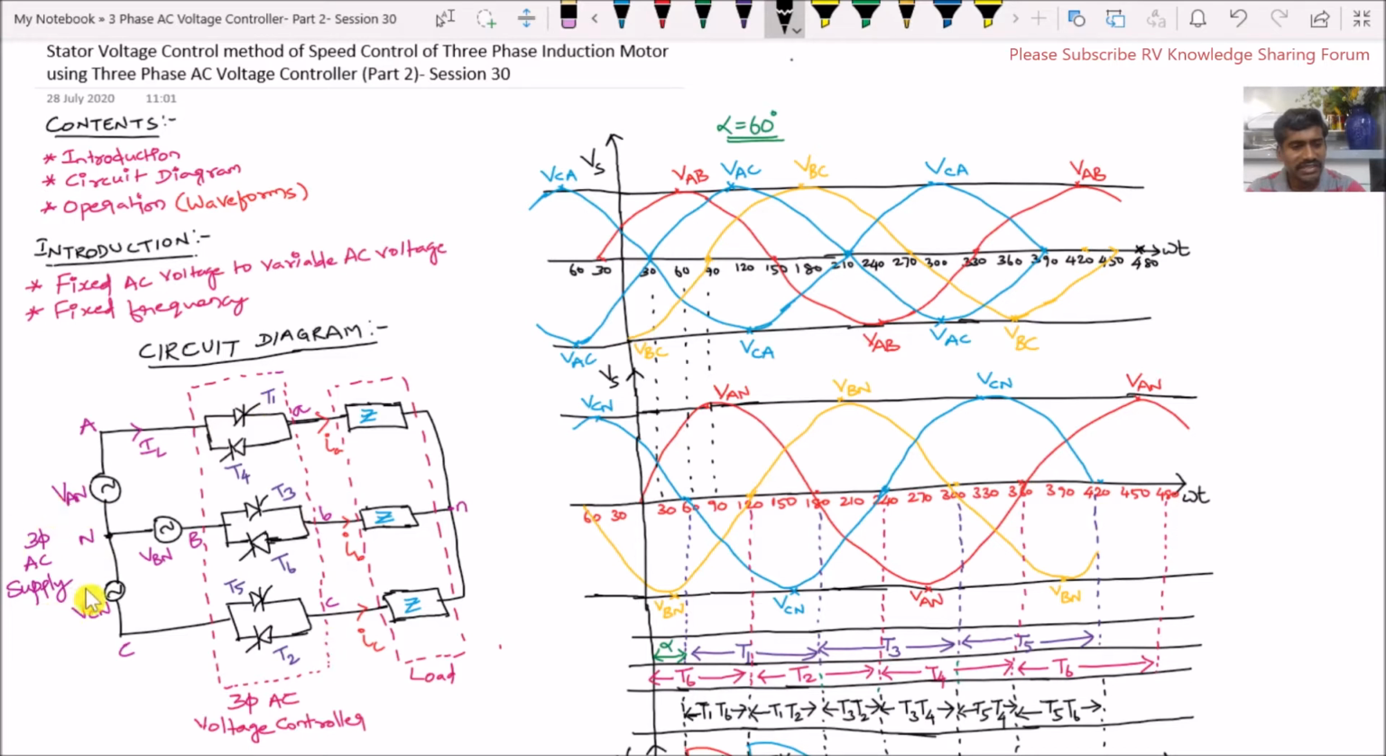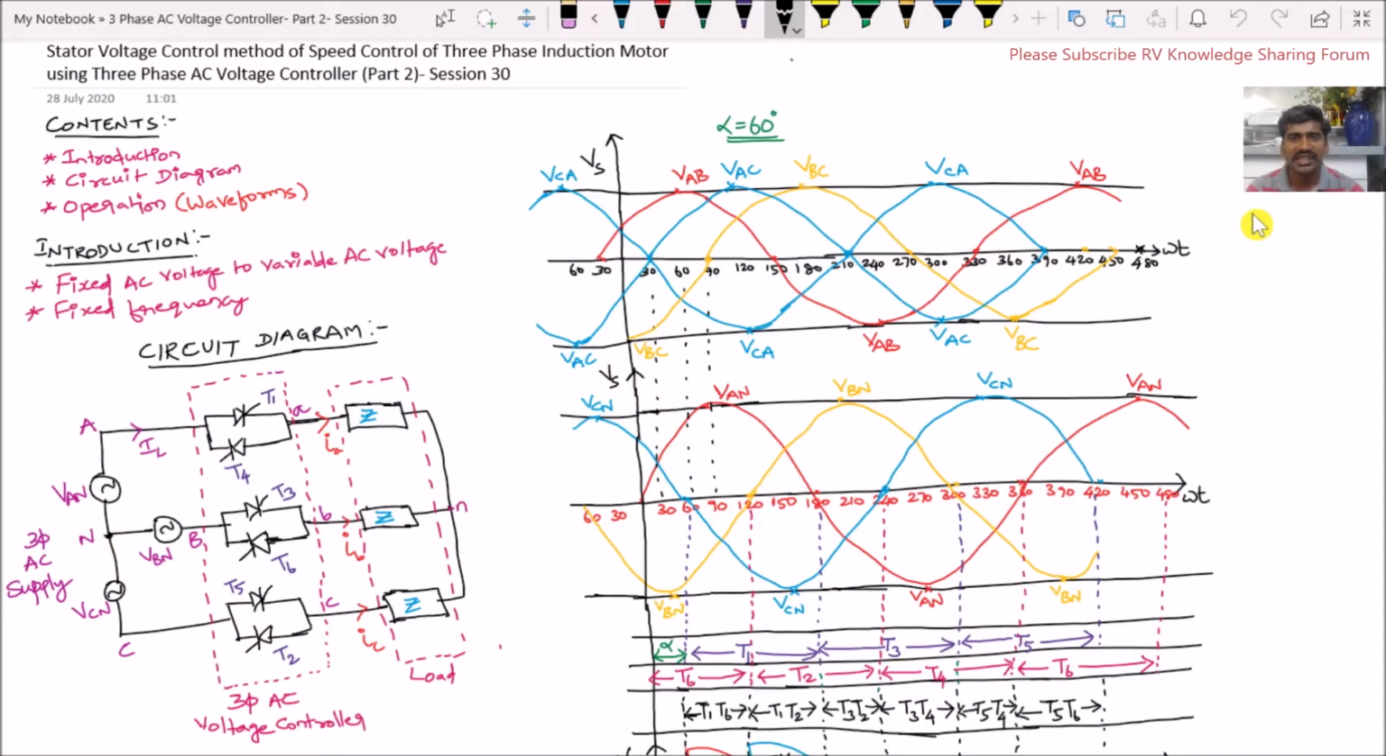So this fixed 3-phase AC supply is converted to a variable AC supply, which is fed to the impedance load. Here this is our impedance load, indicated as Z of 3 phases, phase A, phase B and phase C. Since we are dealing with the speed control of a 3-phase induction motor, we have considered our load as an impedance load. And here it is also star connected. So input is star connected and output is also star connected.